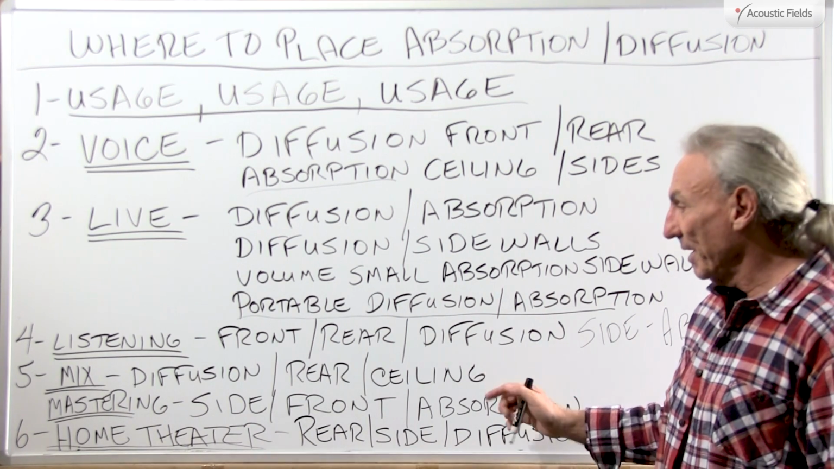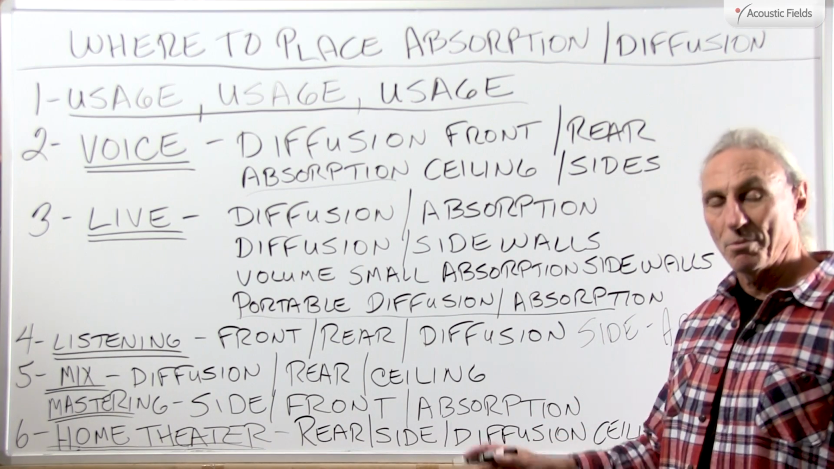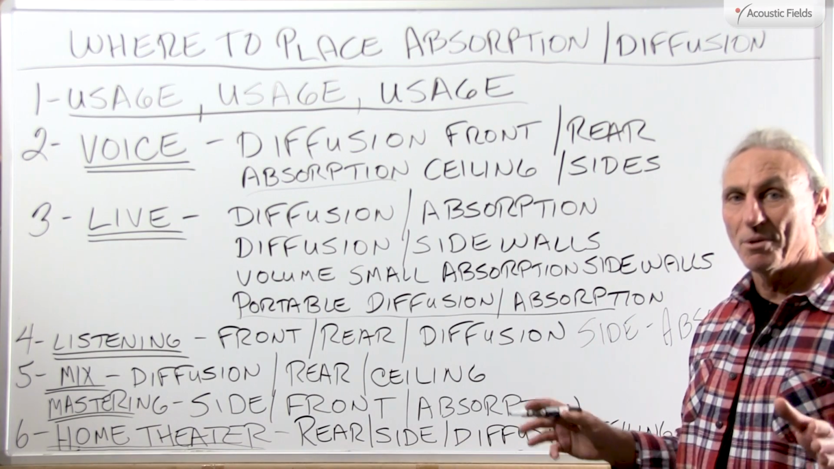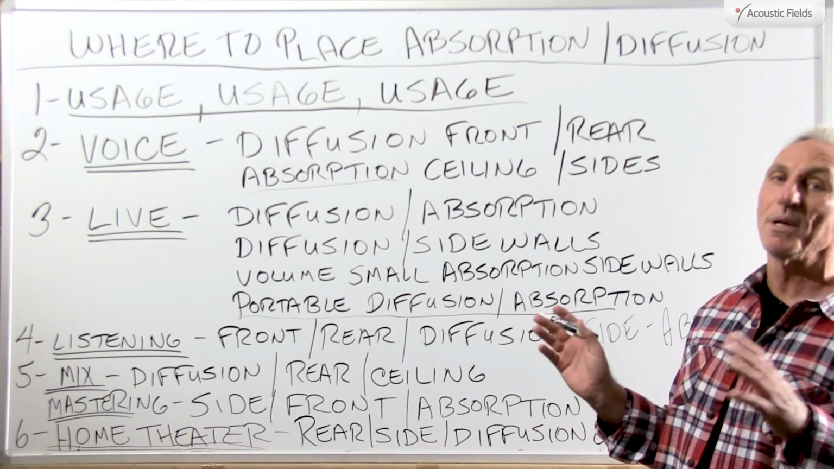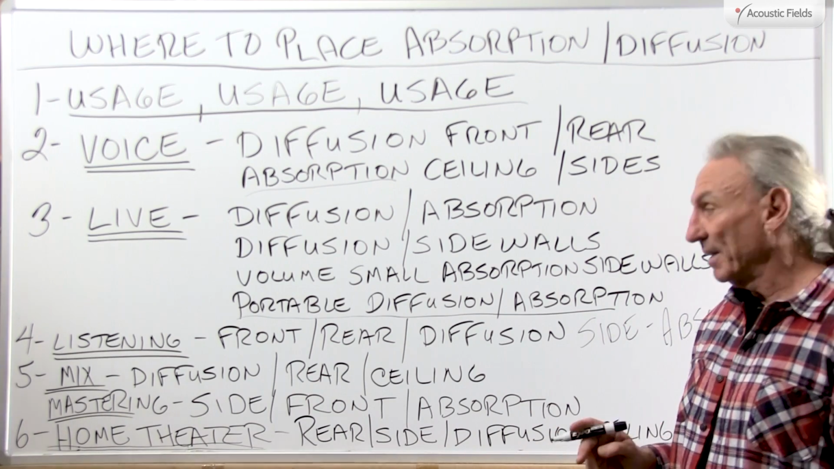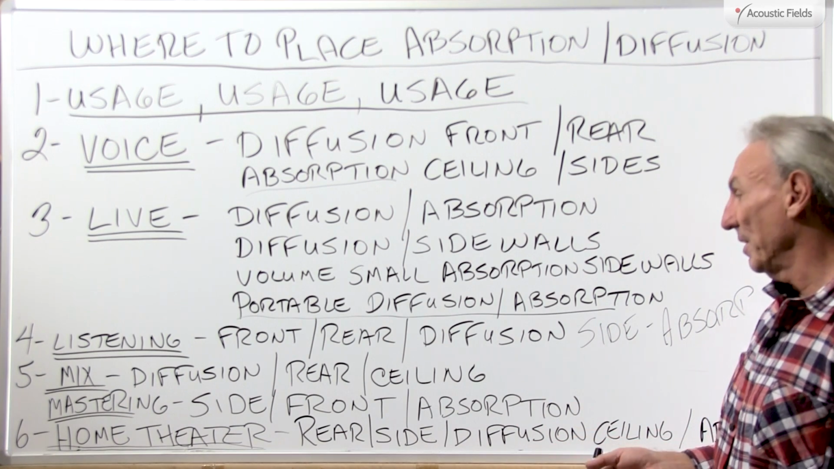So in mixing and mastering, side and front walls, always absorption, because we're after definition. We want to hear everything that's in the mix. We don't want to hear any room sound. We don't want to hear anything other than the music and the voice. So we know what to do with the mix, especially in mastering, where spectral balance is so critical.